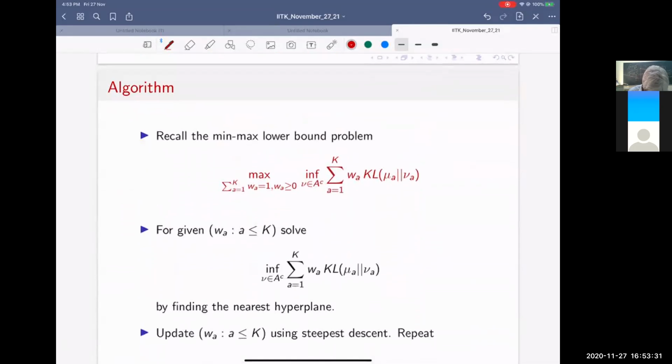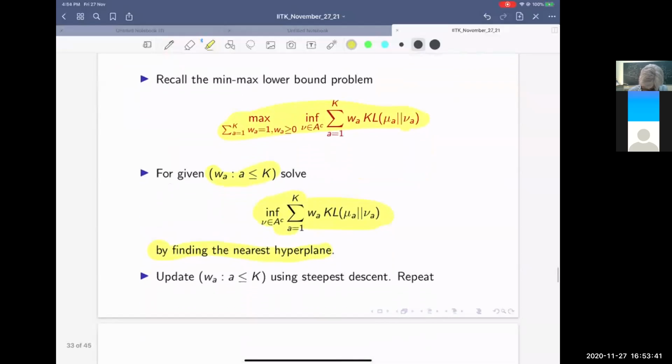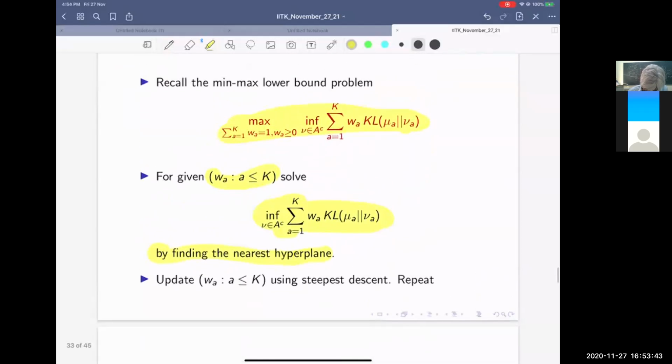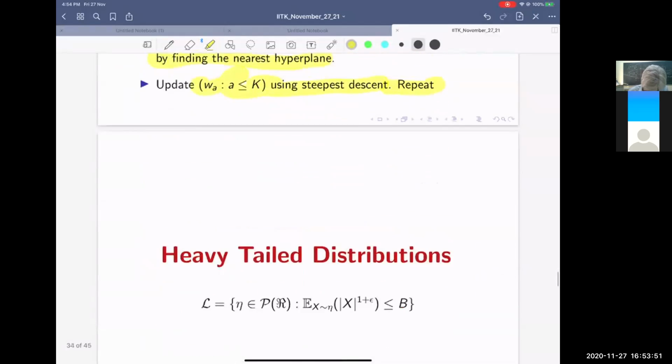So I need to solve this max-min problem. For a given W, I'll solve this problem, and this I can do by finding the nearest hyperplane. I'll just solve it for each of these hyperplanes. I'm not claiming that this is the fastest algorithm, but it's nice and intuitive at least. And then update W using steepest descent and repeat. So that would be one algorithm to solve this problem.